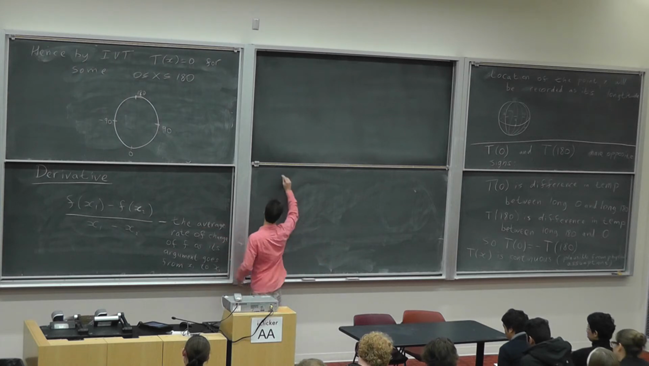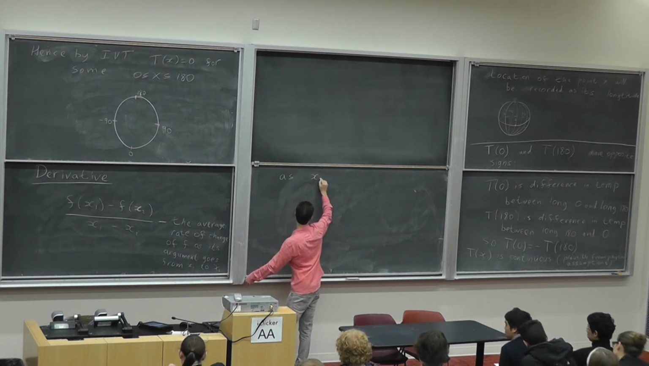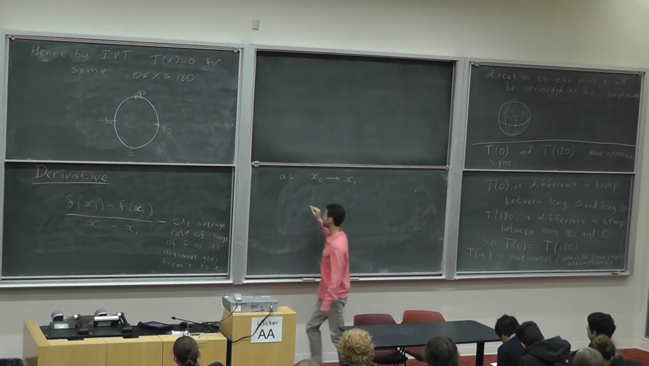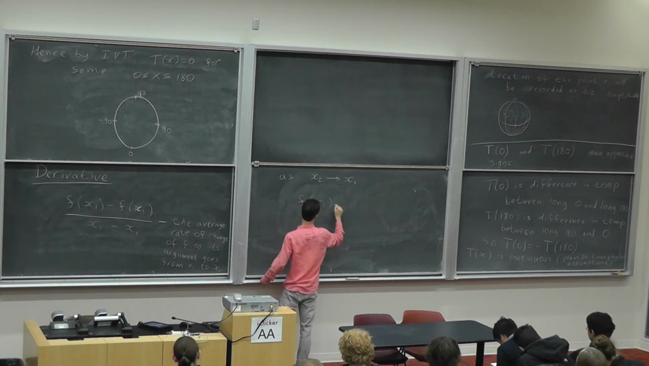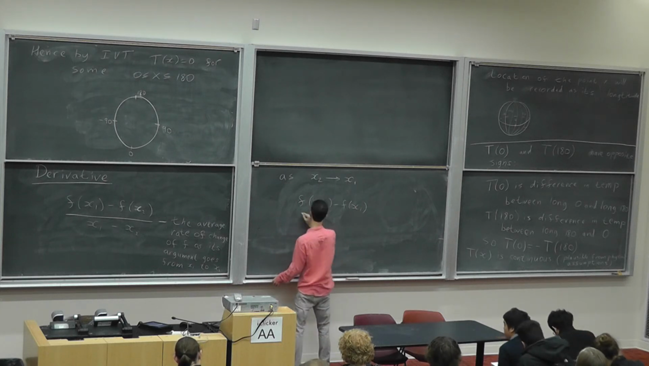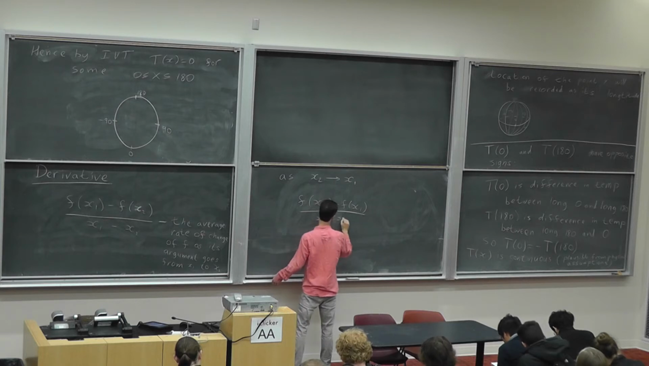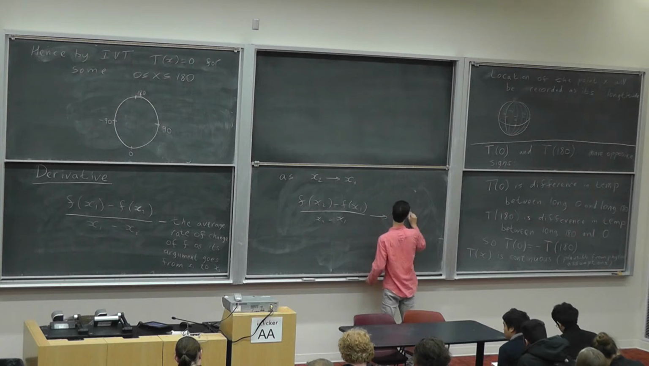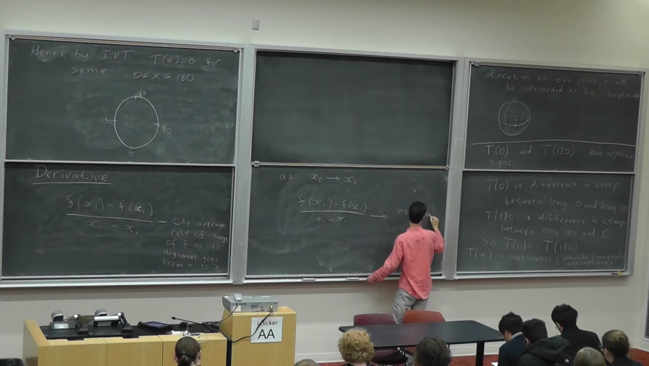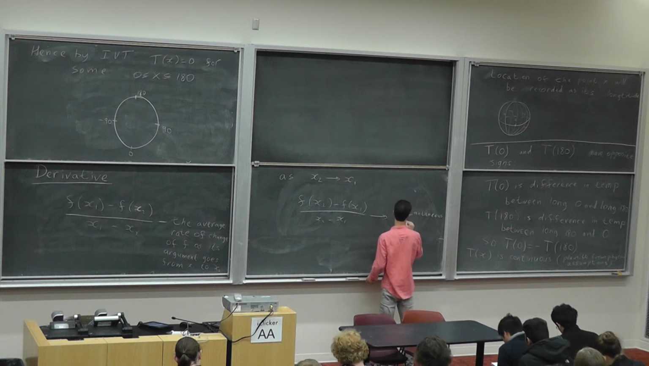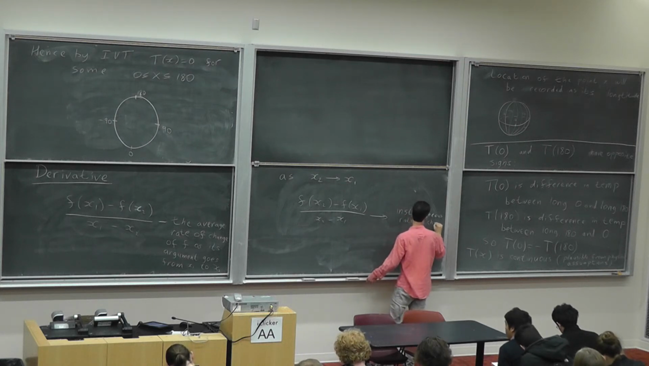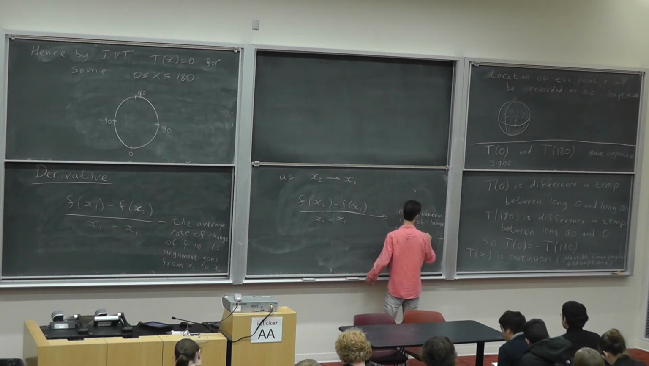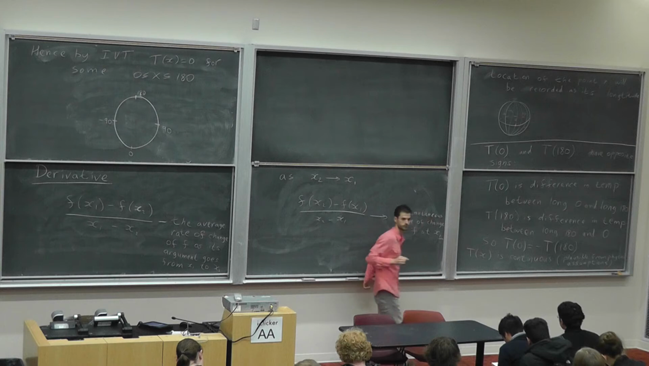So recall that as x2 approaches the point x1, this quotient f of x2 minus f of x1 divided by x2 minus x1 approaches what we call the instantaneous rate of change of f at x1.